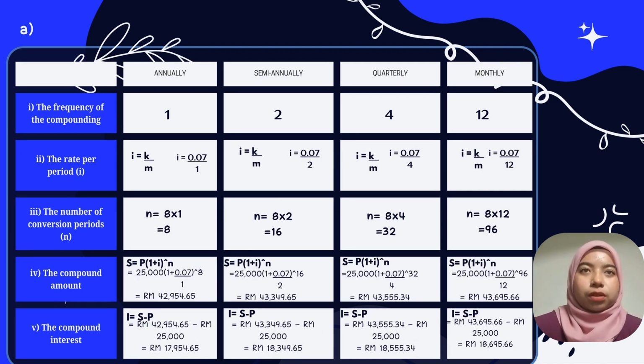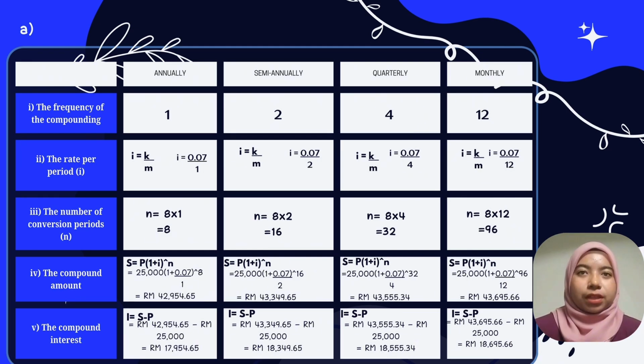The compound amount of semi-annually, we get 43,349 ringgit and 65 cents. The compound interest, we get 18,349 ringgit and 65 cents. Next, for the quarterly, the compound amount, we get 43,555 ringgit and 34 cents. The compound interest, we get 18,555 ringgit and 34 cents.